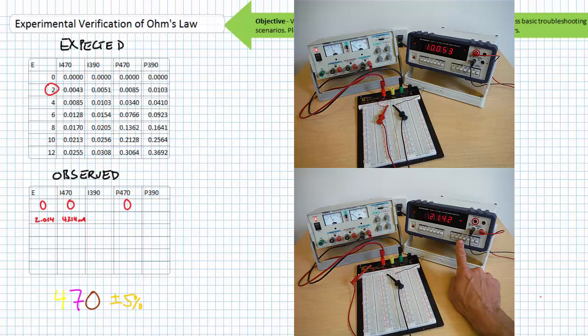The 20 milliampere range wouldn't measure it. If this DMM was auto-ranging, I wouldn't have to take this step. Go ahead and enter this observed data in your data table and compare it with your expected value.